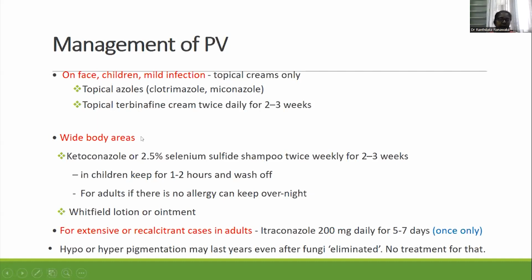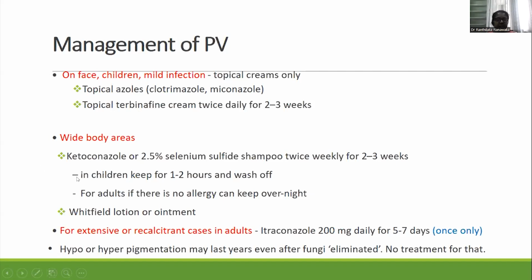Then if it is a wide body area, these tubes are not enough. You can give creams, but the only thing is that nowadays the antifungal creams are very expensive. A 15 gram tube is around 600 rupees, 600 or more. So it's very expensive to apply on a wide body area. So what we do is, we take either ketoconazole shampoo or selenium sulfide shampoo and ask them to apply twice weekly for 2 to 3 weeks or 1 month, right?